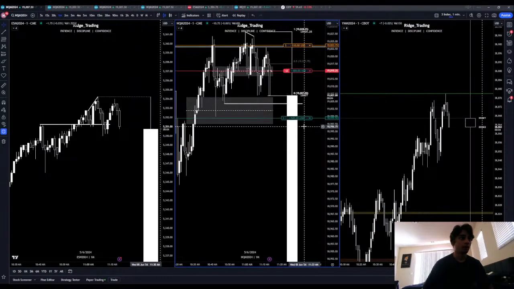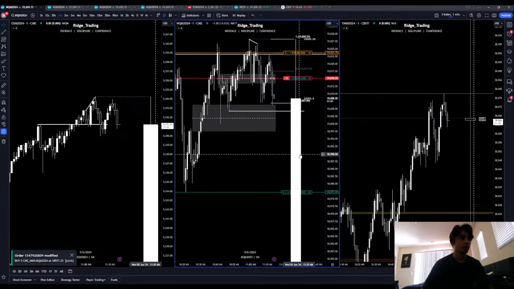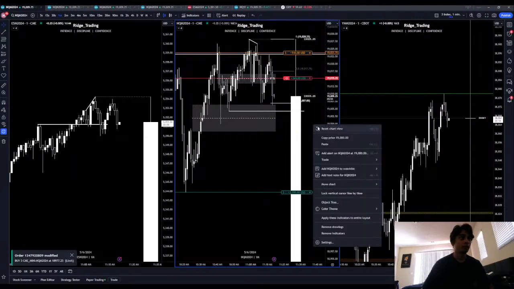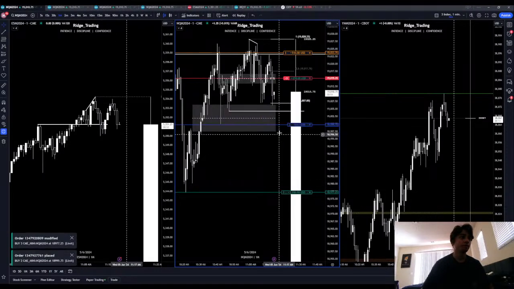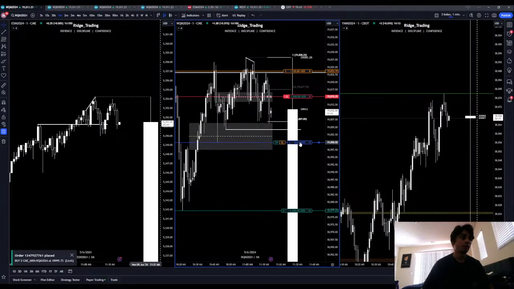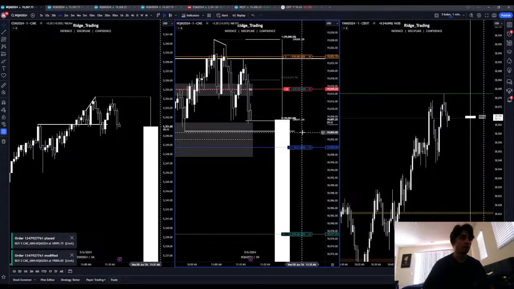So I'm going to go final TP down here. We're going to go two off here, and we're going to go stop to break even at 004. Really want to see this run now.